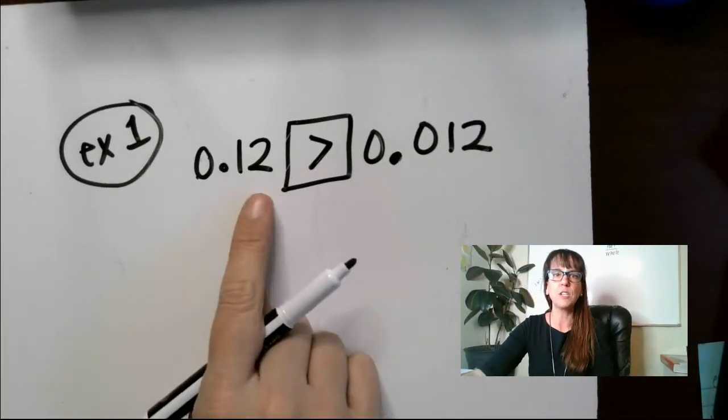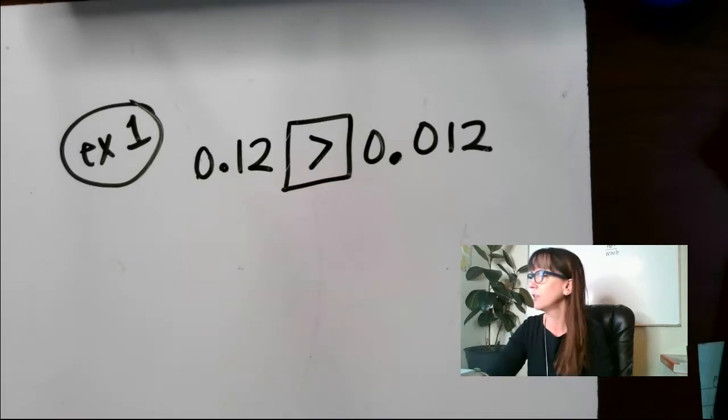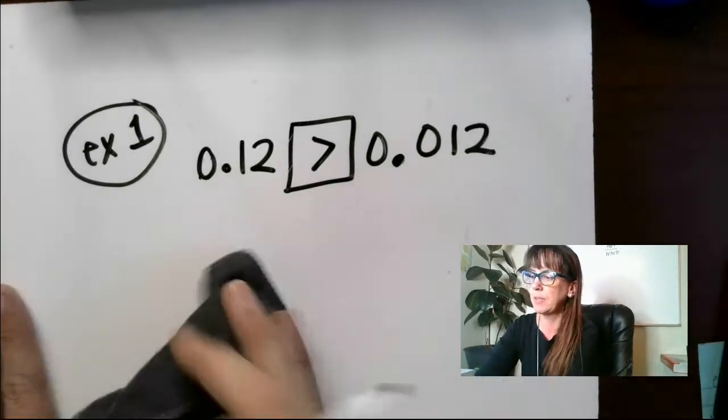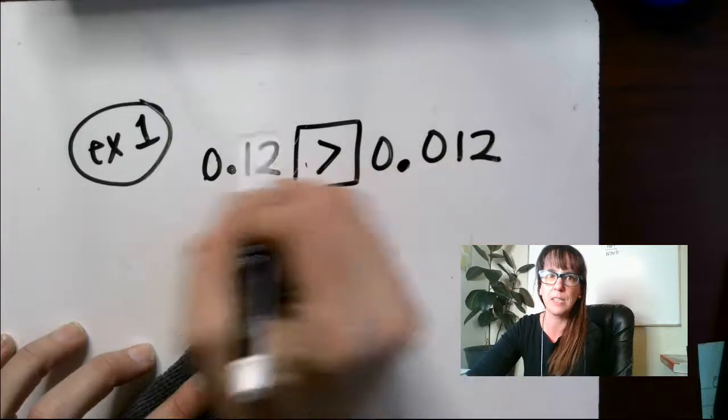When you do this, you need to write these down, okay? Make sure you're writing both of them down. I don't want to just see this as your answer. I want to see the entire thing. Let's move on to example number 2.